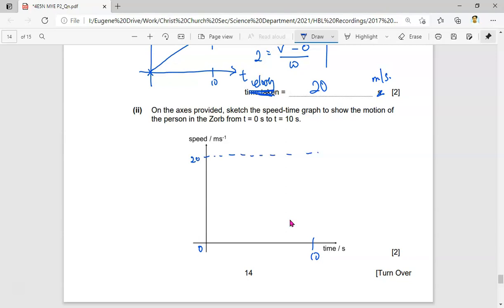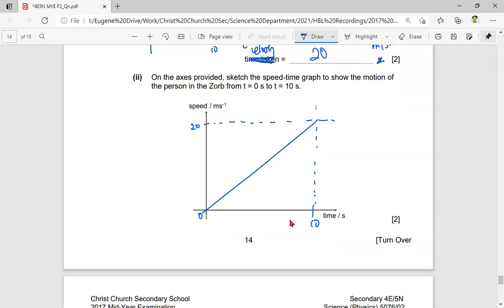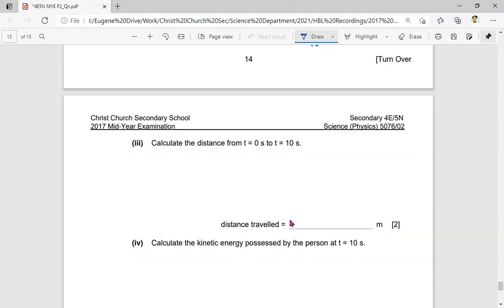Because we know it's constant acceleration, this will be a straight line. Let me use a ruler to draw this. On my screen here, I'm going to take a ruler and draw a straight line like this. So this is the sketch of the speed-time graph to show the motion of the person in the zorb. Now let's go on to the next one.